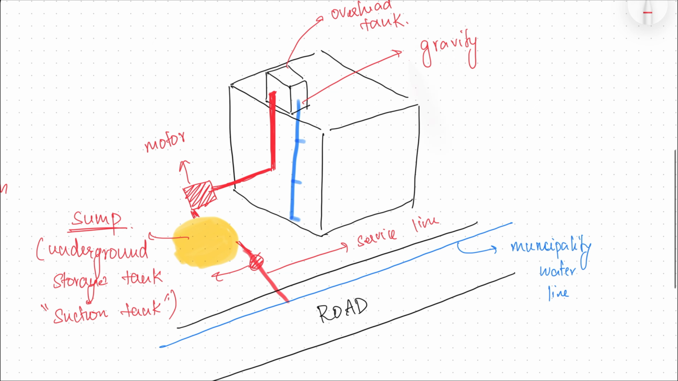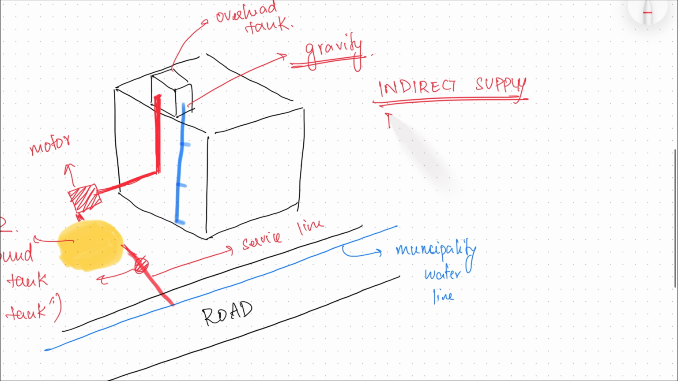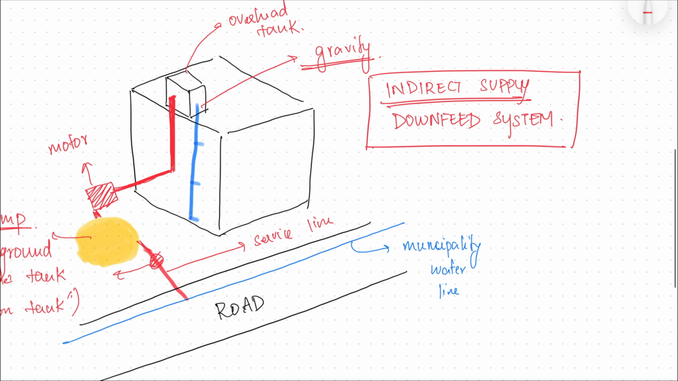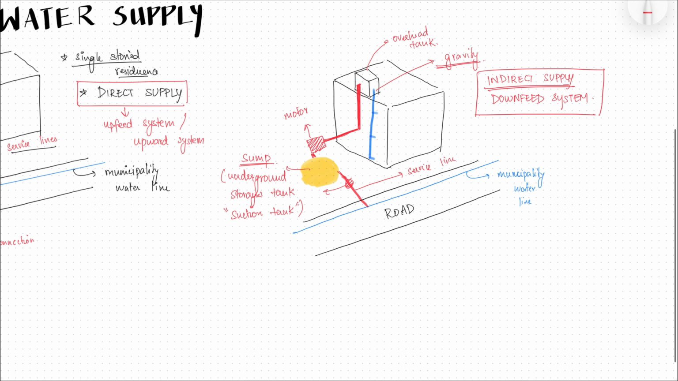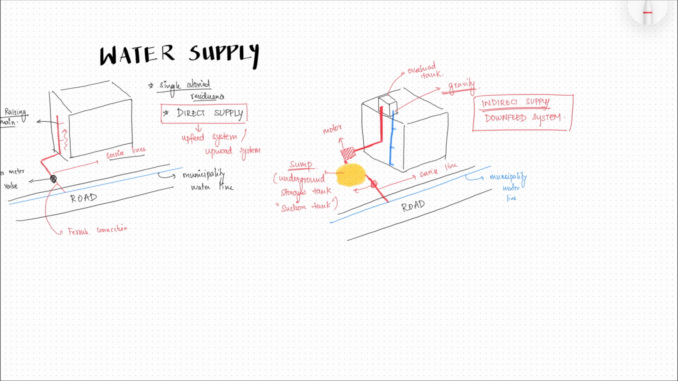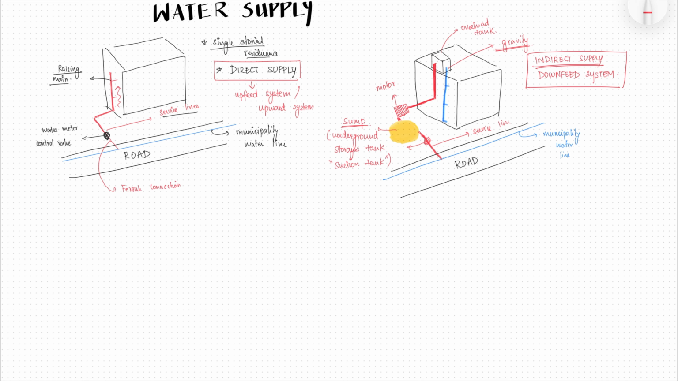So this system is your indirect supply of water or downfeed system. Okay, sometimes there is a combination where they supply directly to the kitchen alone, and all the other places use the overhead water tank. So that is your combined system. So mostly they are not used. Maybe in some residences they can be used.